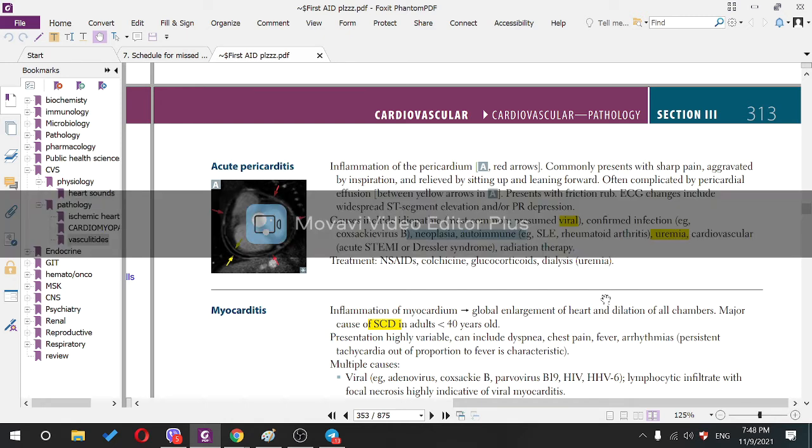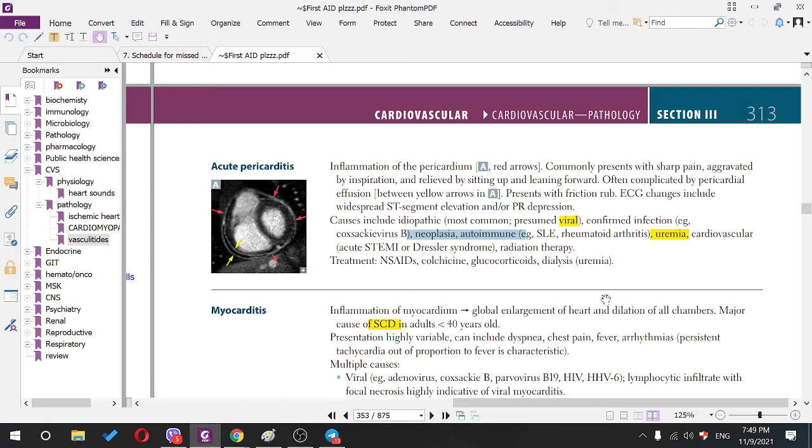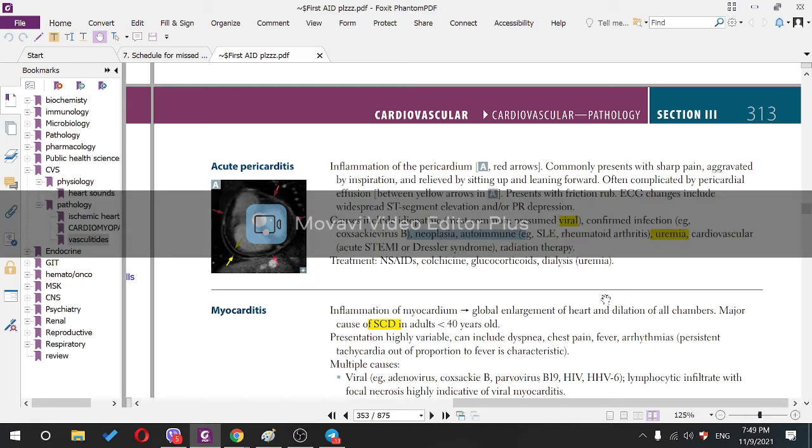Also, autoimmune causes such as lupus and rheumatoid arthritis. Well, okay, rheumatoid arthritis, we know about this one. But lupus? Yeah, lupus can practically affect every single tissue in your body. Every single one. Joint? Yes. Liver? Of course. Kidney? Why not? Heart? Yeah. Brain? Yes. Testicles?